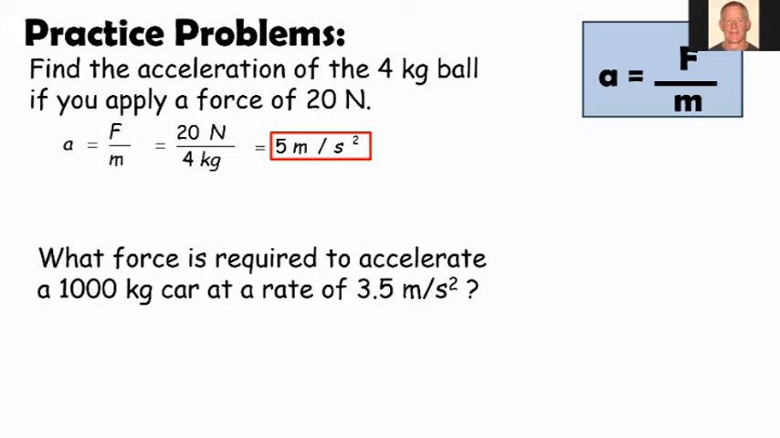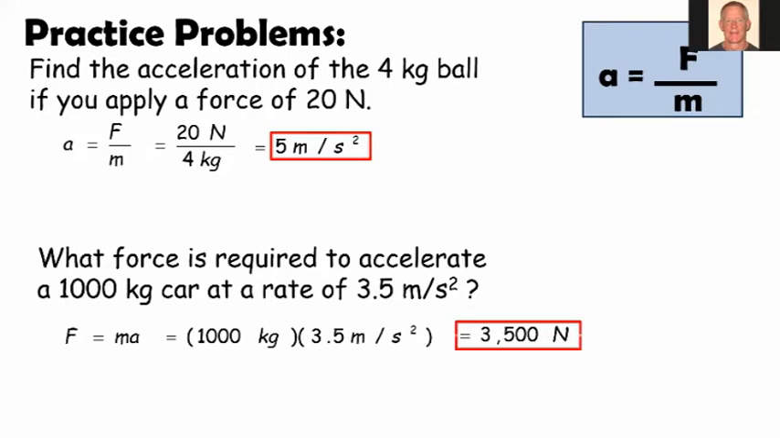All right, the second part, what force is now required to accelerate a 1,000 kilogram car at a rate of 3.5 meters per second squared? So this is the form we're going to use, right? Solving for F, we just multiply the mass and the acceleration. And in this case, we get 3,500 newtons.